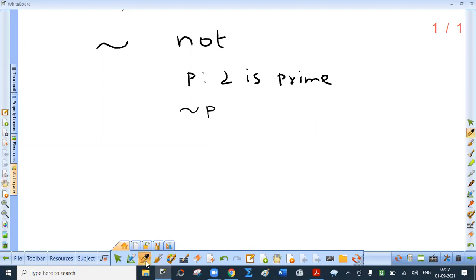Now, what is the truth table? It operates on a single statement. So P, not P. When P is true, not P is false. And when P is false, not P is nothing but true. Is that clear? So that's it. This is about the 5 logical connectives.